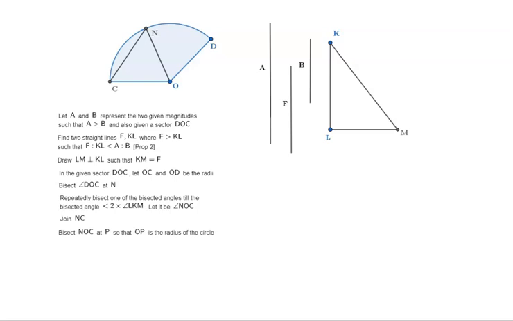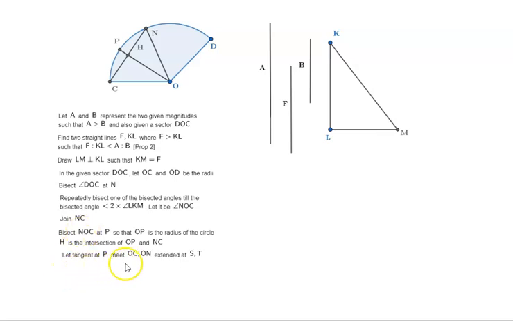So, we again bisect NOC. OP becomes the radius of the sector, or the radius of the circle whose sector is the given sector. Now, H is the intersection of OP and NC. So, let's mark it as H.